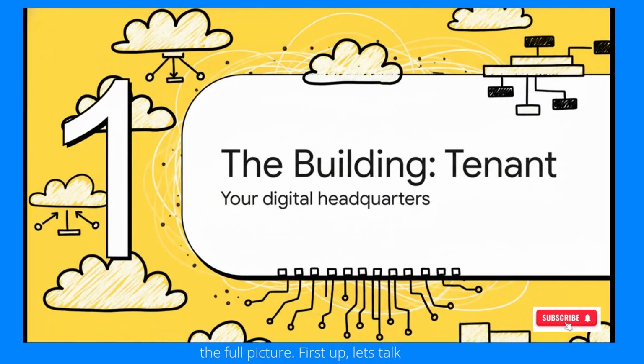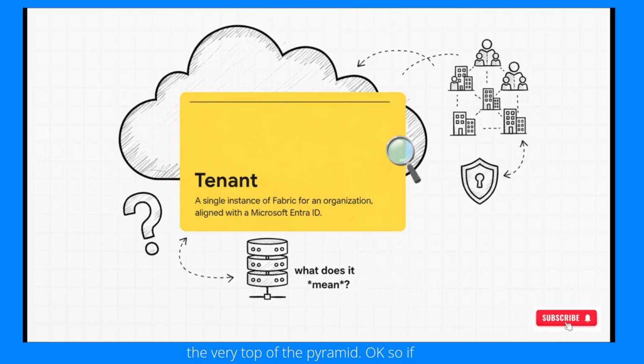First up, let's talk about the foundation of everything, the tenant. This is like the 30,000-foot view, the very top of the pyramid. Okay, so if you look it up, the official definition says, a tenant is a single instance of Fabric for an organization aligned with a Microsoft Entra ID, which is basically your company's main identity system. And yeah, that's technically correct. But what does that actually mean in the real world, like for us?